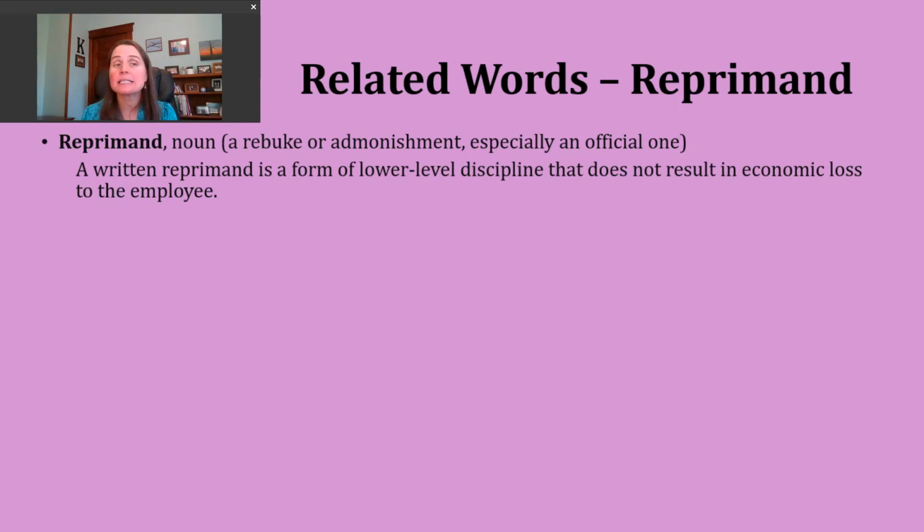So an example of this in a sentence might be, a written reprimand is a form of lower level discipline that does not result in economic loss to the employee. I went looking for examples of this, and I found this in an old HR manual. Again, I was pretty confident this is a word we see in employment relationship contexts. So this is how a particular company discussed what this is or the significance of it within their organization.